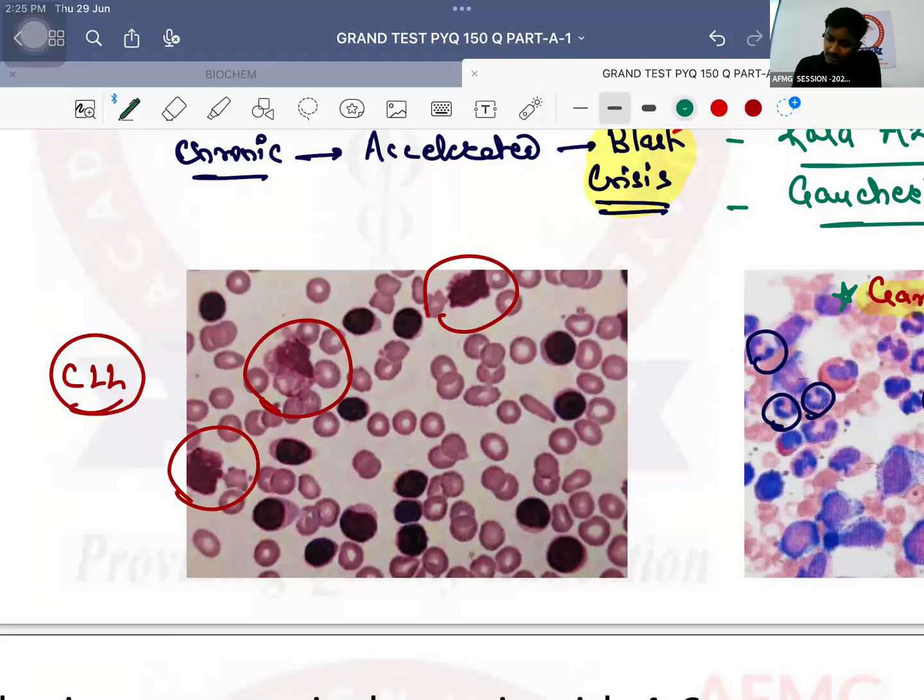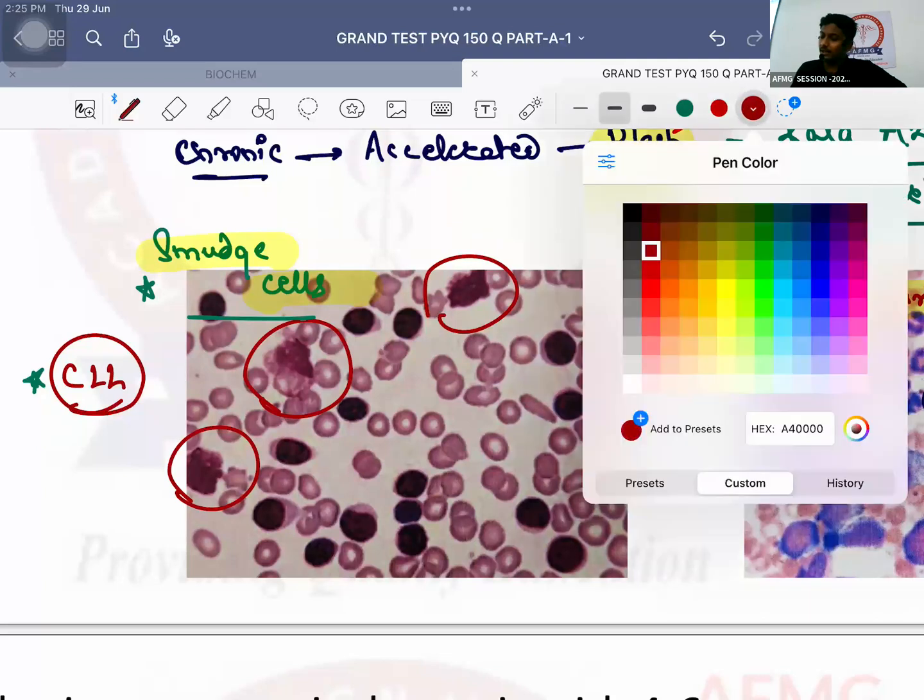What are these cells called as? Shabash. These are known as the smudge cells. Also can be called as parachute cells or the basket cells as well. So smudge cells usually are a feature of chronic lymphocytic leukemia. No issues with this, anybody?